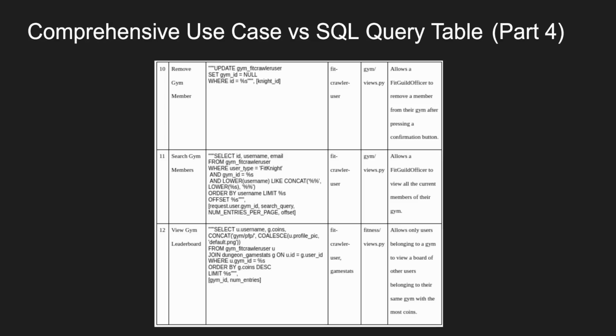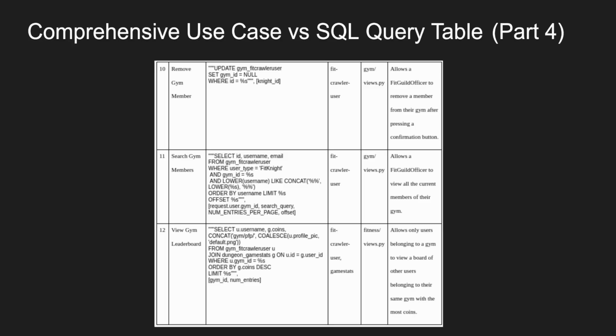For part four here, we have the remove gym member feature, the search gym members, and the view gym leaderboard. I'm actually going to start with the search gym members. So a Fit Guild officer is able to click a button which will list out all the members inside of their gym. And this is very similar to the search exercises feature where the Fit Guild officer is able to type in a name and it'll list out all the members that have a word in their username that matches that search name. And then each member has a button by them where the Fit Guild officer can choose to remove them.